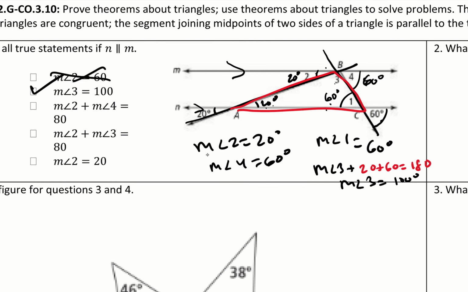Angle 2 is not 60. Angle 2 and 4 add up to 80? Yes, that's true. They do add up to 80. And angle 2 and 3 add up to 180? No. Angle 2 and 3 add up to 120. Angle 2 is 20? Yes, that's true. So there you go. Those are my answers.